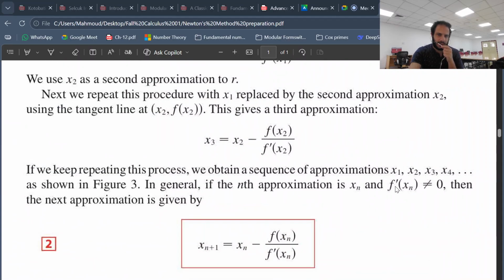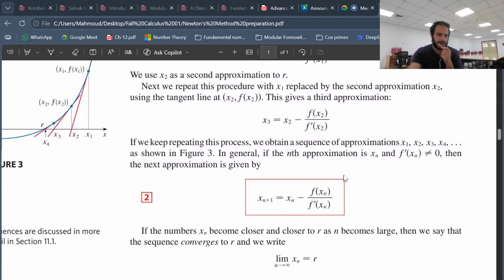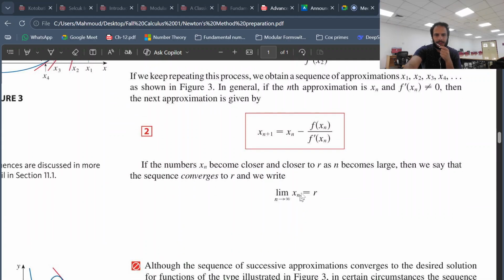See here, it tells you that you need the derivative to be non-zero for all n values, because the method will not work if the derivative is 0. See, you can understand it. It's not hard. For example, you know that when you divide by a number, you need it to be non-zero. So this is easy, right? Now here it tells you that the limit of these values xn as n goes to infinity will be exactly r. So if you keep calculating more xn, you will get r, exactly r.